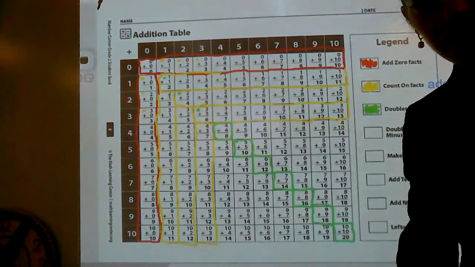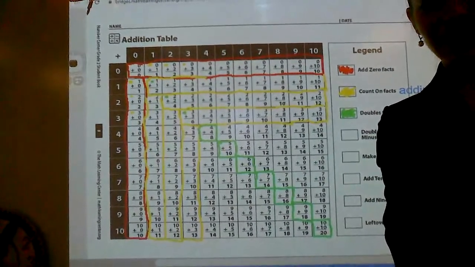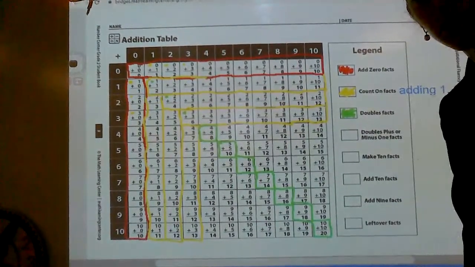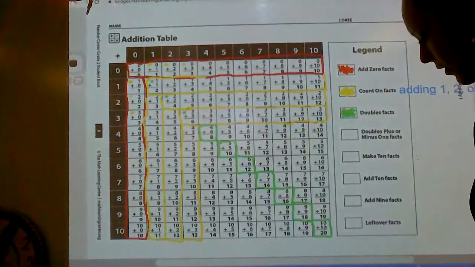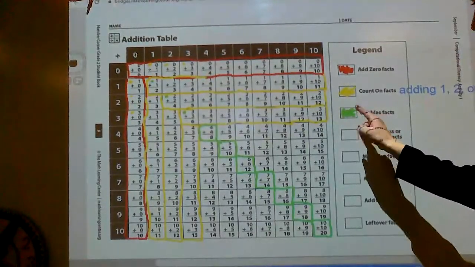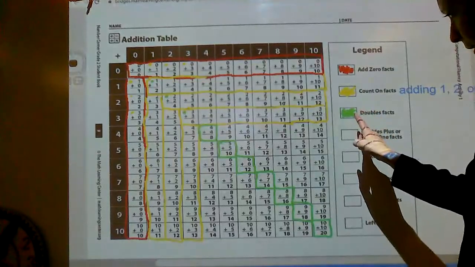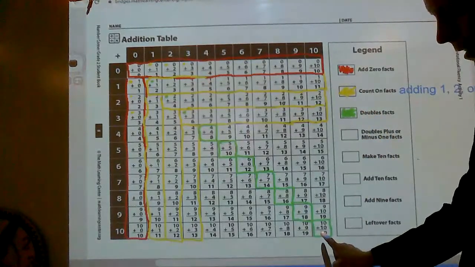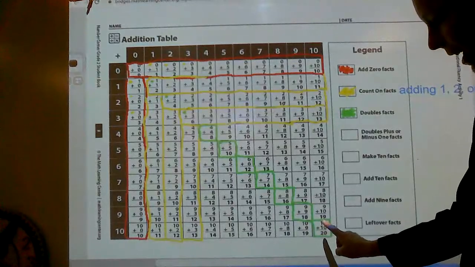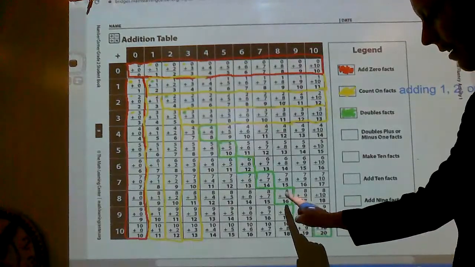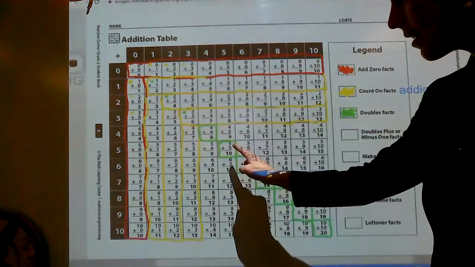Now I think we're ready for our doubles facts. This is a fun one. You can get out a green crayon or colored pencil, shade in your legend green, shade in the yellow if you haven't. And for my doubles facts, I started in the bottom right-hand corner. Go ahead and shade in your doubles facts.